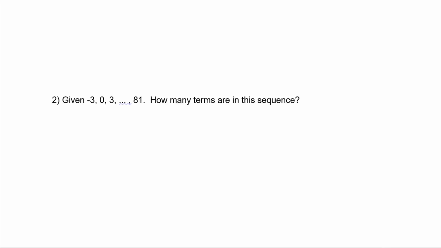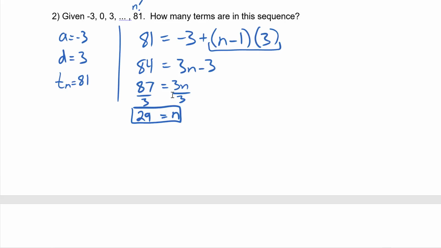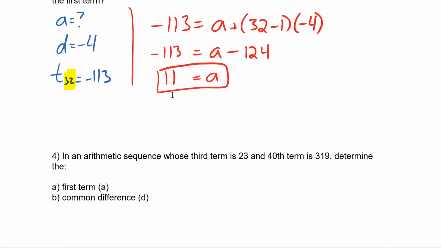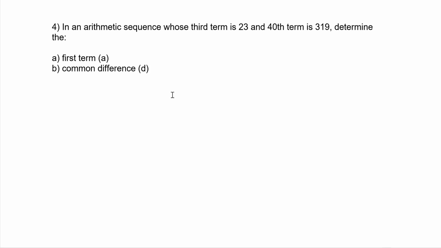So just going back up for a moment, just remembering what this general formula is, as long as you understand where everything goes, you can solve for any one of those variables. Now, the last sort of question that we're going to be doing here, this will get a little bit tricky, and you're going to have to remember a concept that you learned back in grade 10. Now, we'll see what that is in a moment. In an arithmetic sequence whose third term is 23 and 40th term is 319, we have to figure out the first term and the common difference.